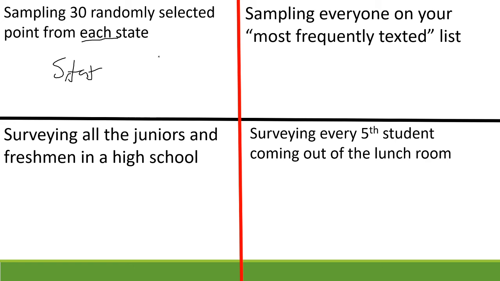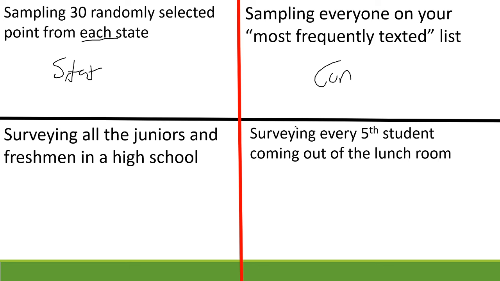You're breaking it into clusters because you're breaking it into states, which are kind of like little groups, and then you're taking a little bit of each. So that's stratified. Sampling everyone on your most frequently texted list. Well, this sounds like it'd be more convenience. This would be more convenience because if you're frequently texting them, that means you probably have frequent contact with them and they're probably easy to get in contact with and take a sample or a survey of. So that would be quick and easy to do, convenience.